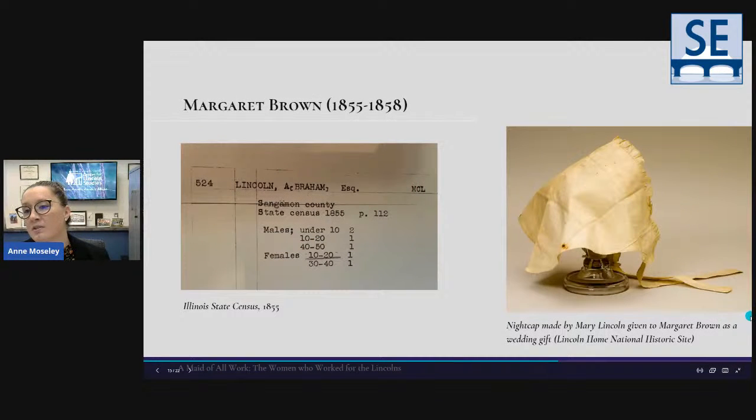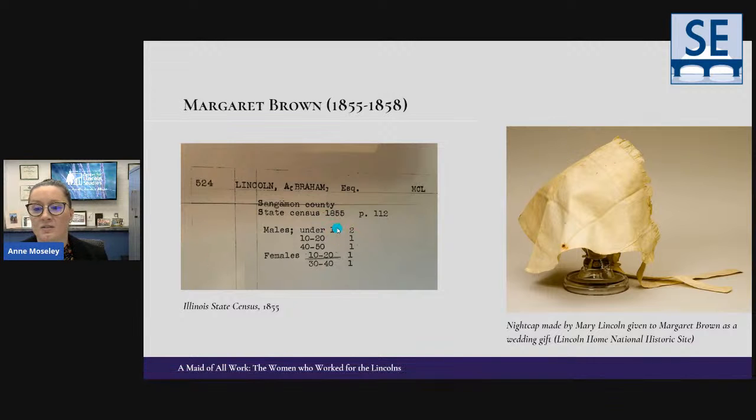Now, Margaret Brown is in the 1855 census. You're able to see her there, but she's not listed by name. She is listed as a number. Now, how do we figure this out? Well, we look at how old she was. We look at her birth record. We look at her death certificate to find more information.